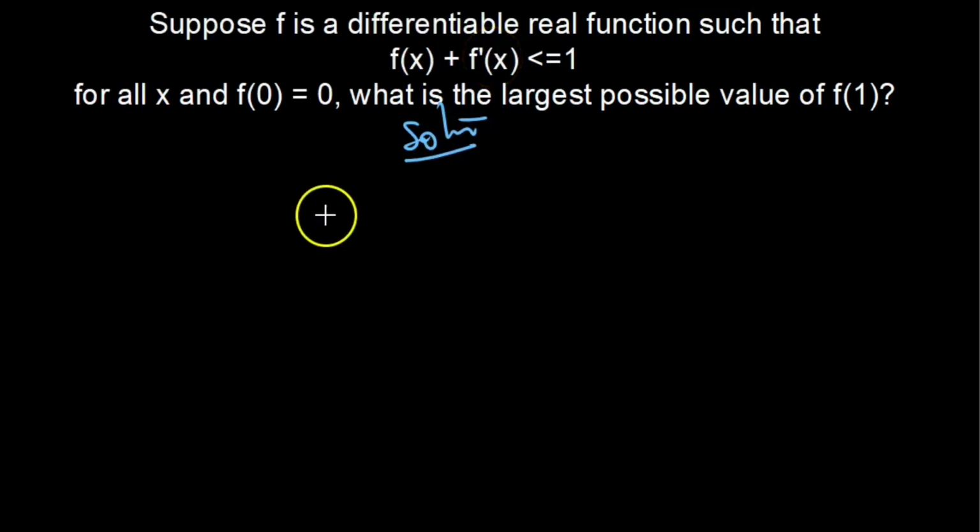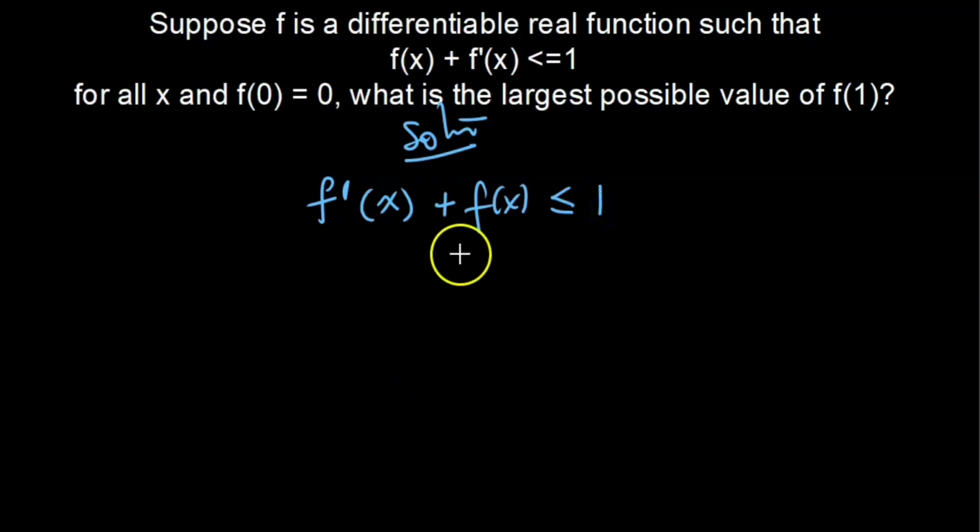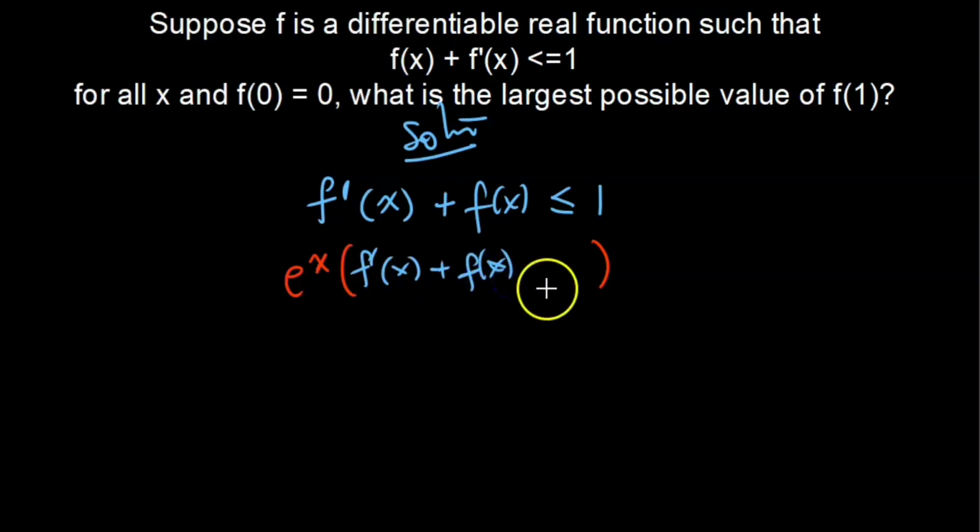I'm going to put down the inequality, but rewrite it this way: the derivative first, plus f evaluated at x, is less than or equal to 1. Then what I'd like to do is multiply through by e to the x. You may ask where that is from. If you think about this inequality as a first order differential equation, though it is an inequality, you may think about the integrating factor, which may be e to the power of x. So you just multiply that.